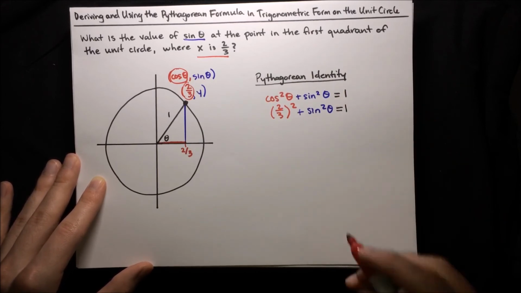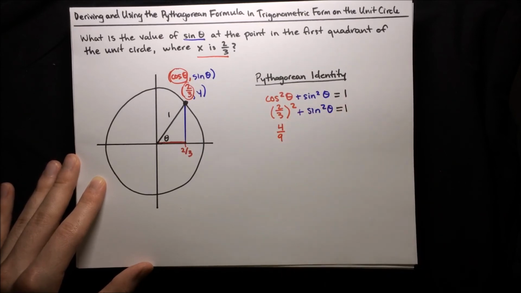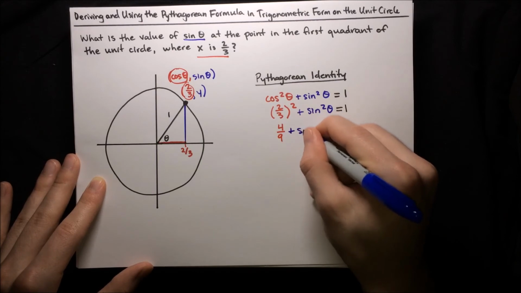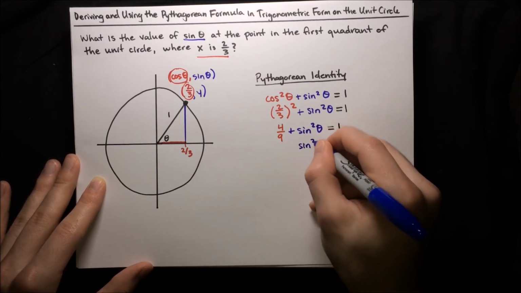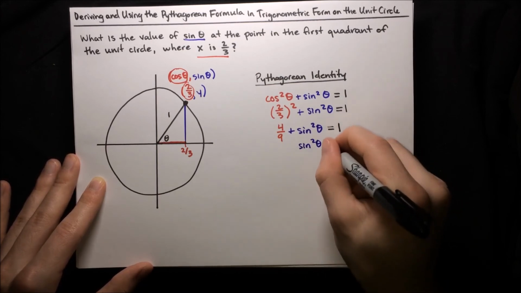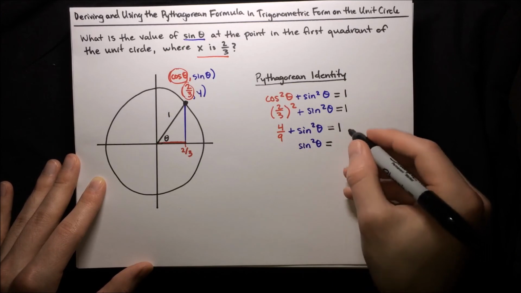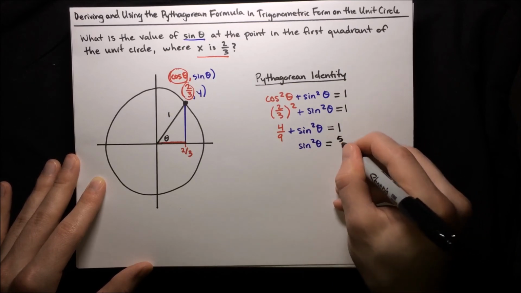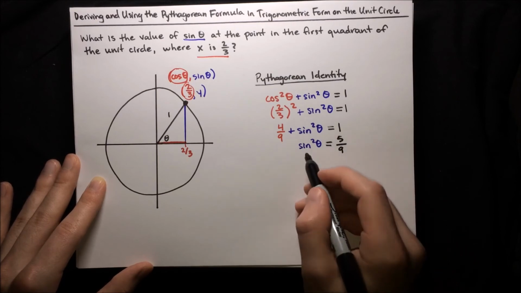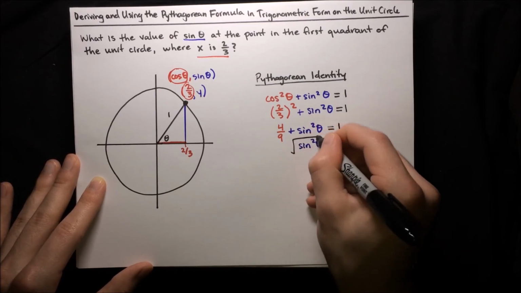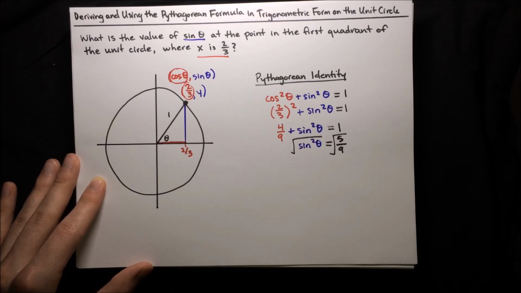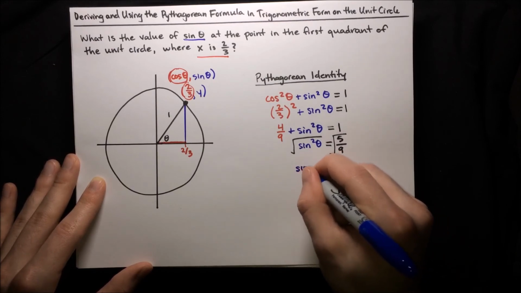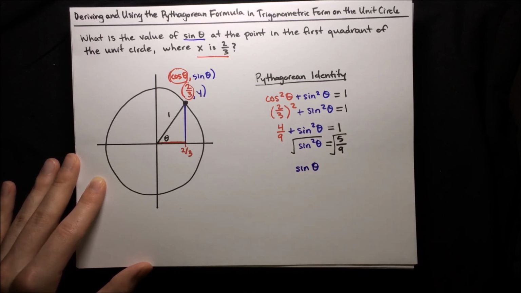And we can go ahead and simplify. So this is 4/9, and then plus sine squared theta is equal to 1. And we can solve for sine squared theta, get sine squared theta is equal to 1 minus 4/9, and 1 minus 4/9, that's just 9/9 minus 4/9, which is just 5/9. And now we can find out what sine theta is by taking the square root. We'll cancel that square. And so the question here now is, does sine theta equal the positive or negative root?